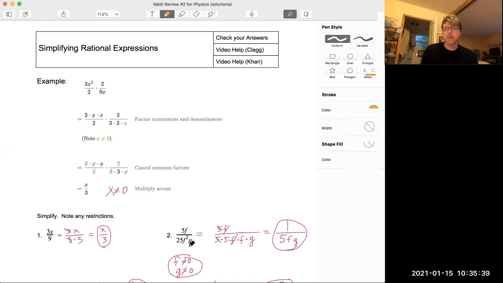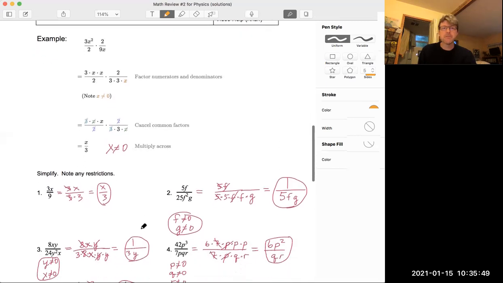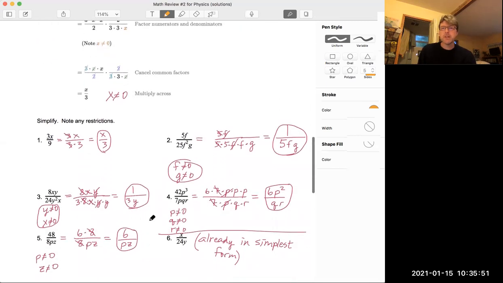So in this problem down here, we have an f and a g in the bottom. That means that neither one of those can be 0. So we just write that down. It's no big deal. That's just an extra thing that we have to be aware of. So here's basically the thing: you've got 5 in the top and bottom, they cancel out. You've got an f in the top and bottom, they cancel out. And you're left with whatever didn't cancel out.